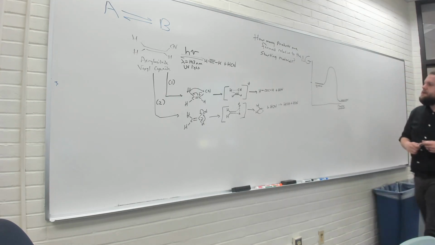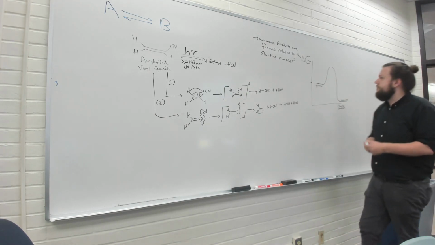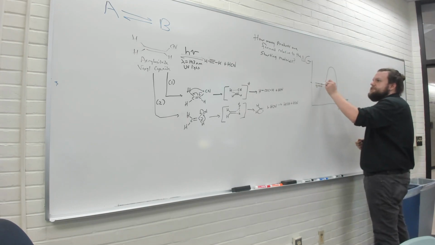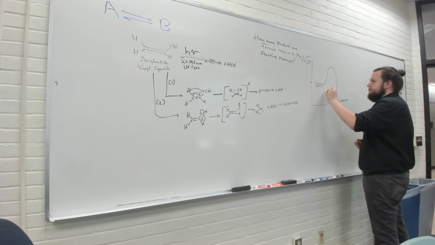But bear with me. All right, so we can immediately know what the delta G of this reaction is. Here's the G of the starting products. Here's the G of the final products. So delta G is just the energy difference between these two points.